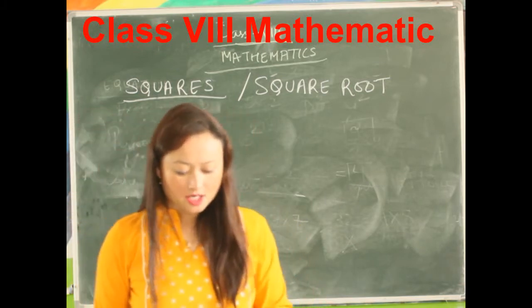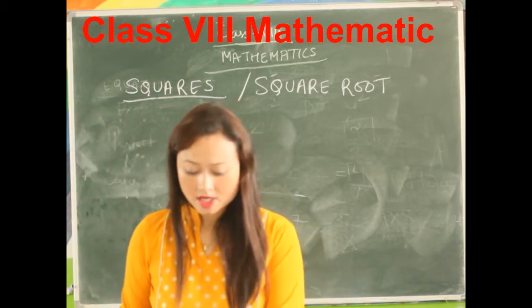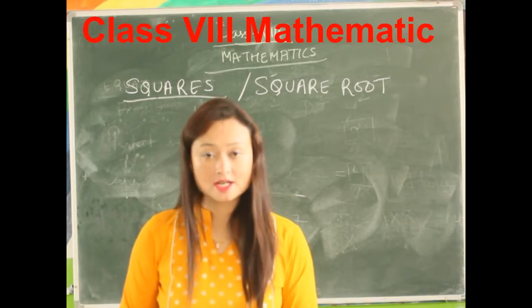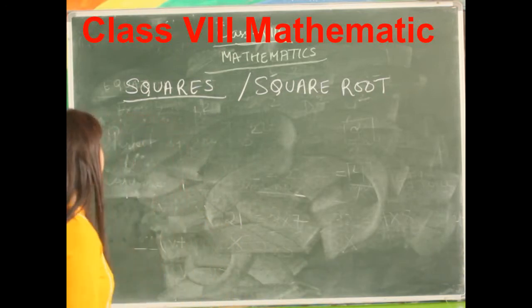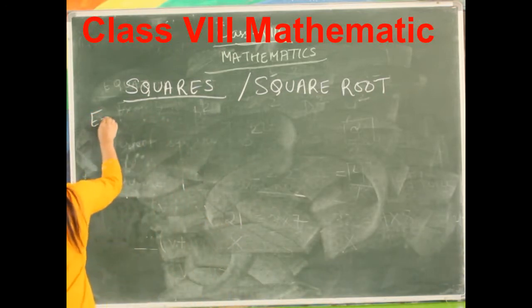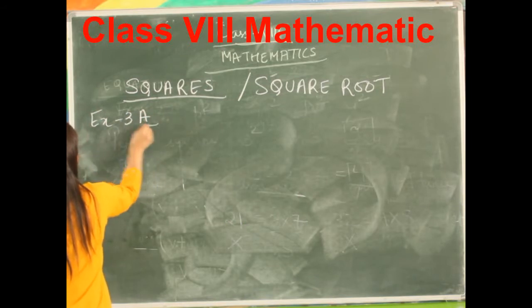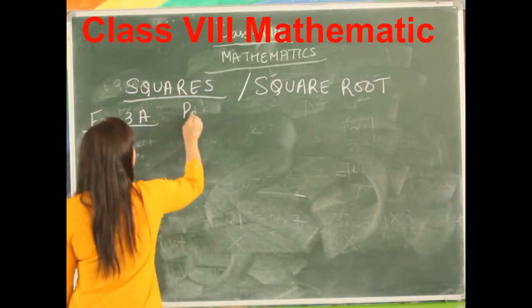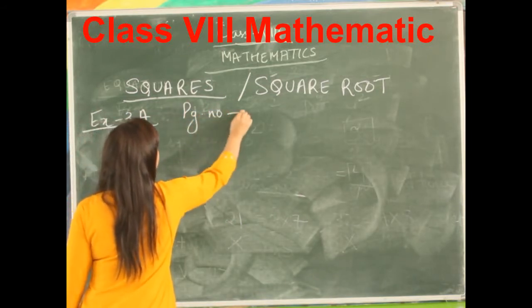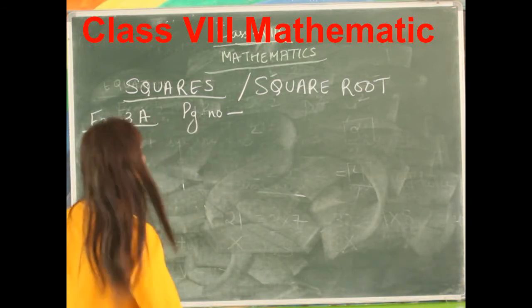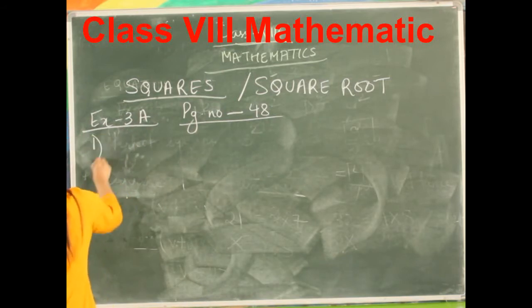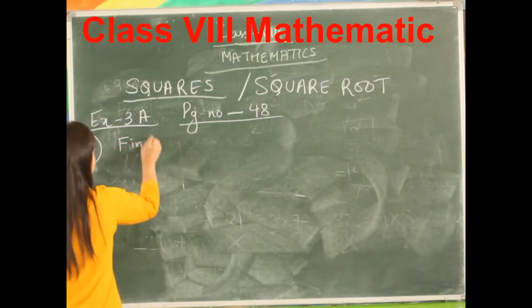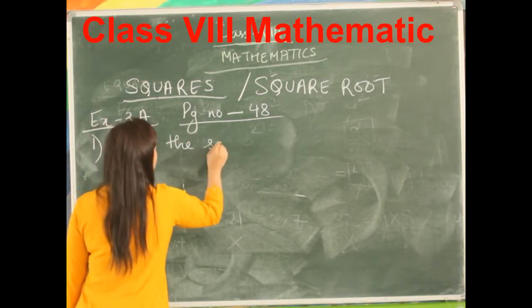There are certain properties of perfect squares, but those properties we're going to be discussing in the next class. For now, moving on to exercise 3A, page number 48. The first one, we will only be doing finding the square. So the question says, find the squares.